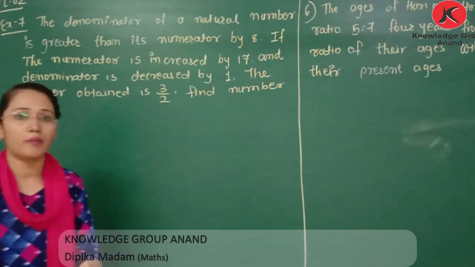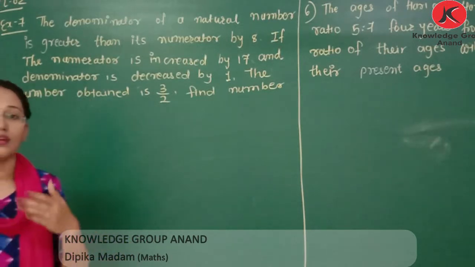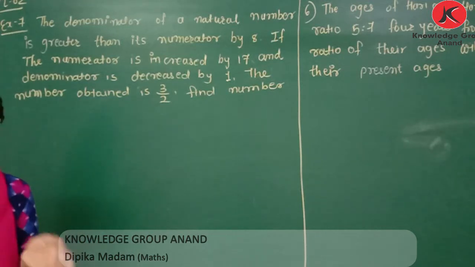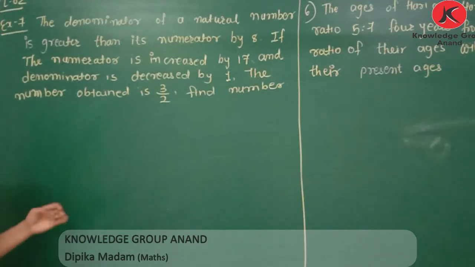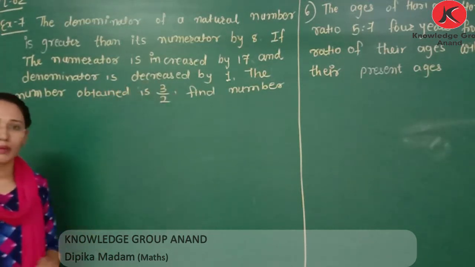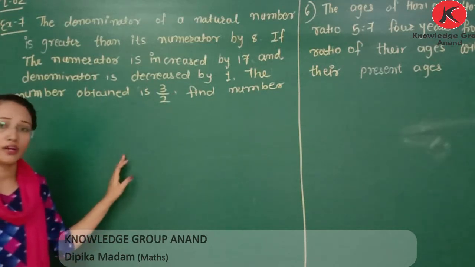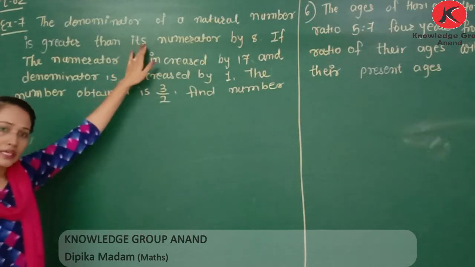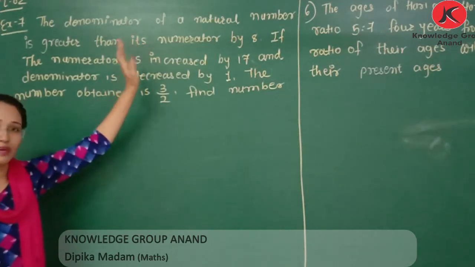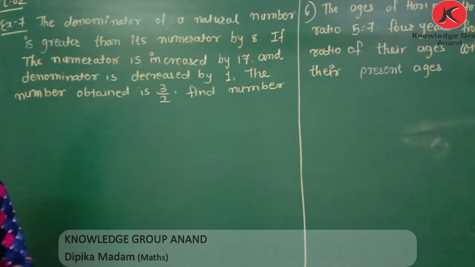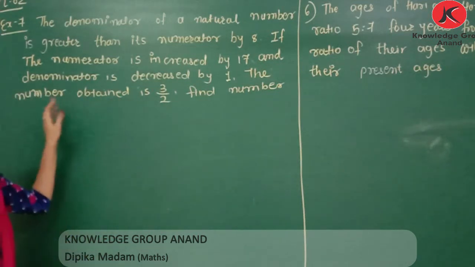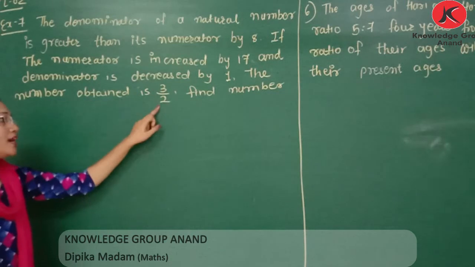After that, what you have to do? Increase the numerator by 17. So if the numerator is x, then if we increase 17, it will be x plus 17. And decrease the denominator by 1. So what will we assume for a denominator? First it is 8 more than the numerator, so it will be x plus 8, and then decrease 1, it will be x plus 7. But whatever answer we get, it is 3 by 2.